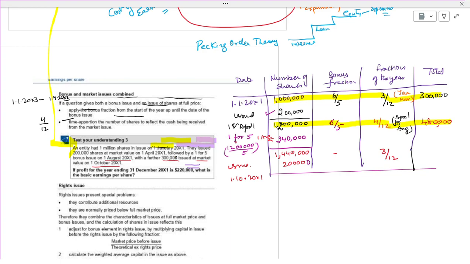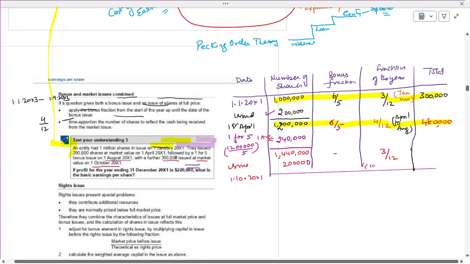After this, how many are they issuing? They are issuing 200,000 shares. Now what will happen? 1440, multiplied by 3 by 12. How much will you get?